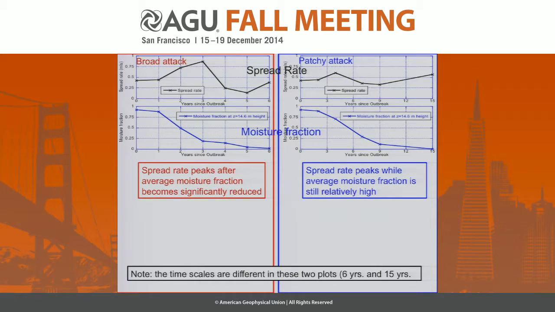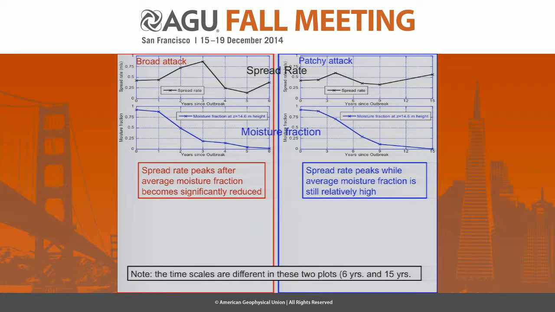So if we think about what this does to spread rate, and I'm not really trying to convey the details here, I'm just trying to convey what kinds of things we can explore. If we look at the different modes of insect attack, where it's this broad spectrum mortality event or this patchy growth mortality event, we get different kinds of things happening.